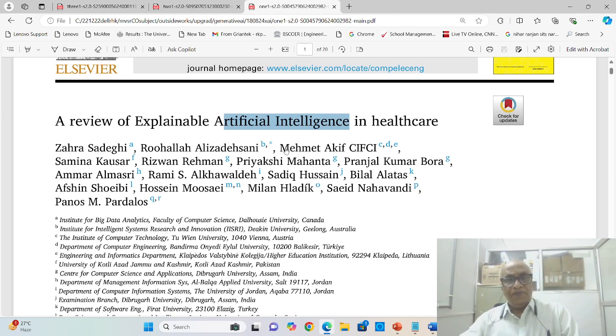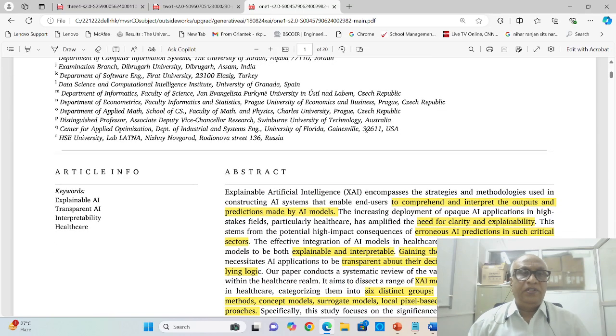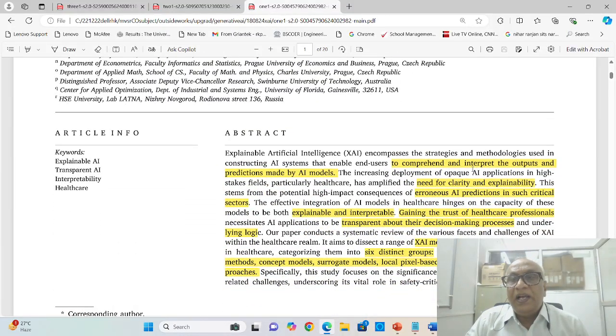So from this paper I have highlighted the components of this paper which I felt can be introductory in nature related to explainable AI and healthcare. So I'll be just focusing on the highlighted part of these reference papers. As you can see, explainable AI is used for comprehending and interpretation of predictions made by AI models. They are used for clarity, explainability.